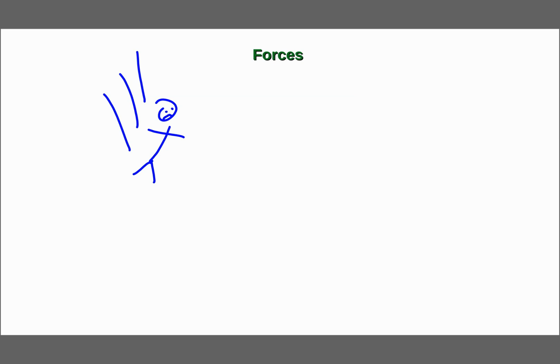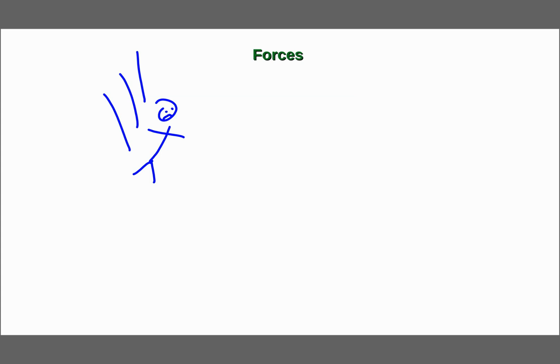Forces are interactions. In our example with you and the car, you push on the car. It's an interaction between you and the car. You're an object outside the car that applies what we call an external force to the car.